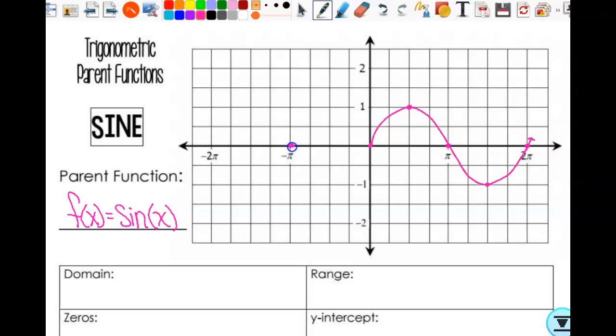What's the sine of negative 2 pi? 0. So then what is the sine of negative pi halves? Negative 1, right? And then the sine of negative 3 pi halves is 1. Okay? So this is 2 cycles of our sine function. We good with that? Okay.